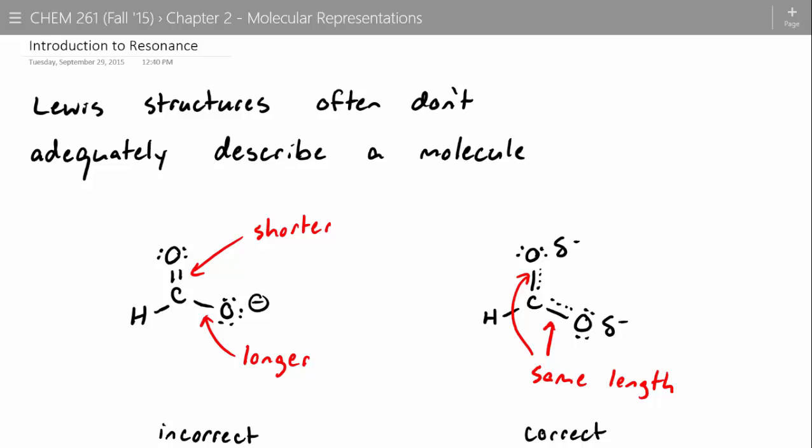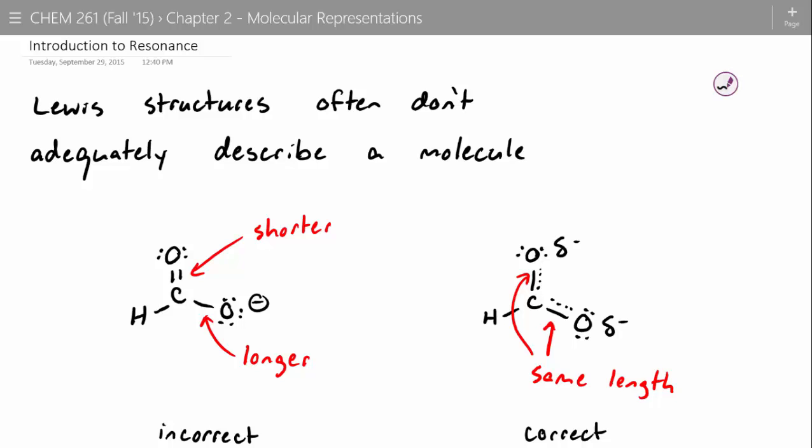So yesterday I presented an example of resonance where I drew this ion called the formate ion. If we look at the structure on the left, which is what Lewis dot structure predicts, we would predict the carbon-oxygen single bond should be a little bit longer than the carbon-oxygen double bond. But in reality, when we look at this formate ion, both carbon-oxygen bonds are the same length. And so Lewis dot structures don't always do an adequate job of describing where electrons are located within a molecule.